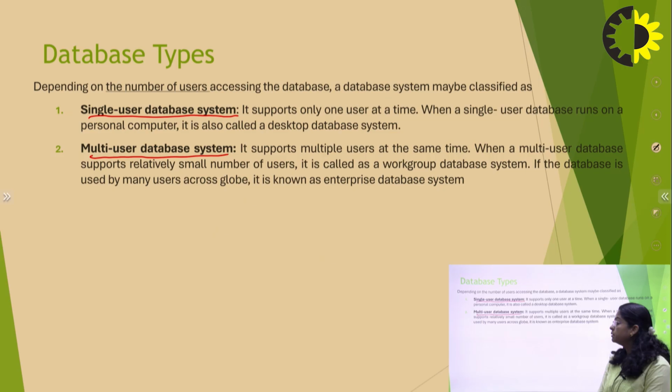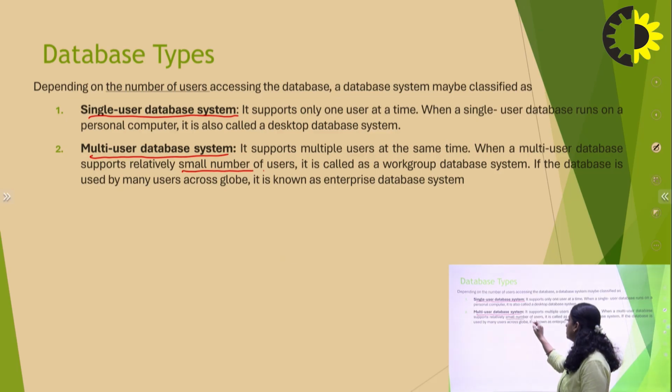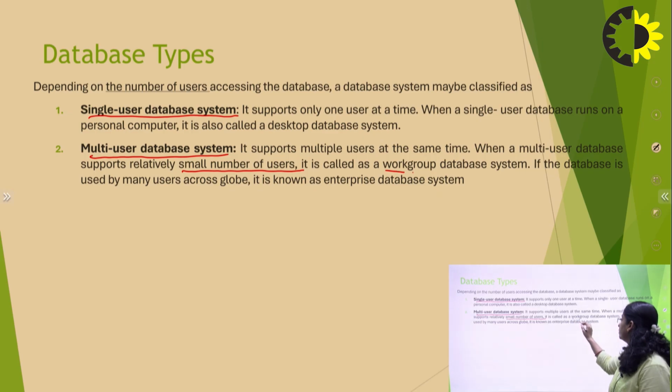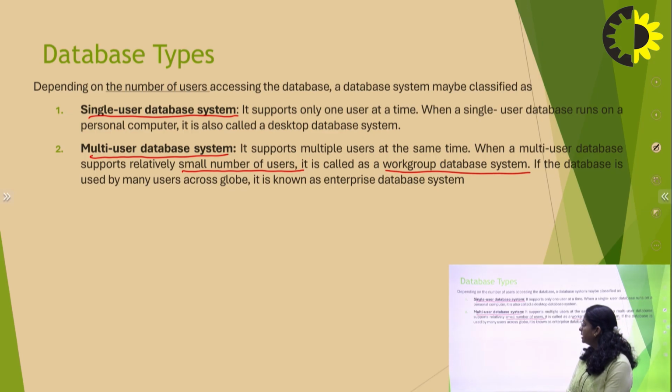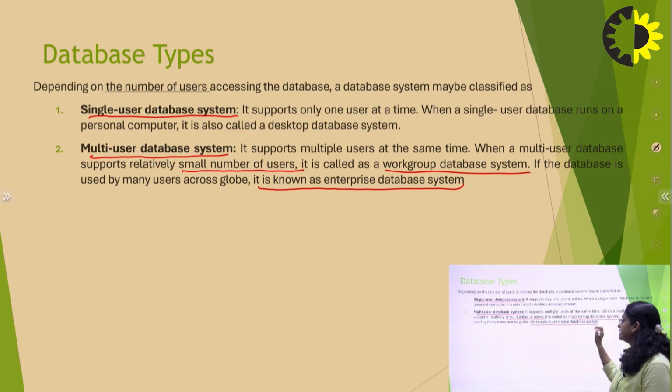It supports multiple users at a time. When there is a relatively small number of users, it is called a workgroup database system. If the data is used by many users across the globe, it is known as an enterprise database system. For example, a distributed database. A person can access data from various places using the internet.